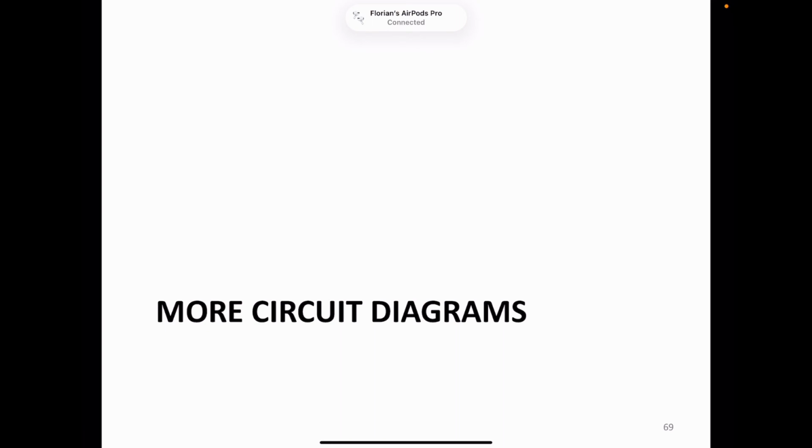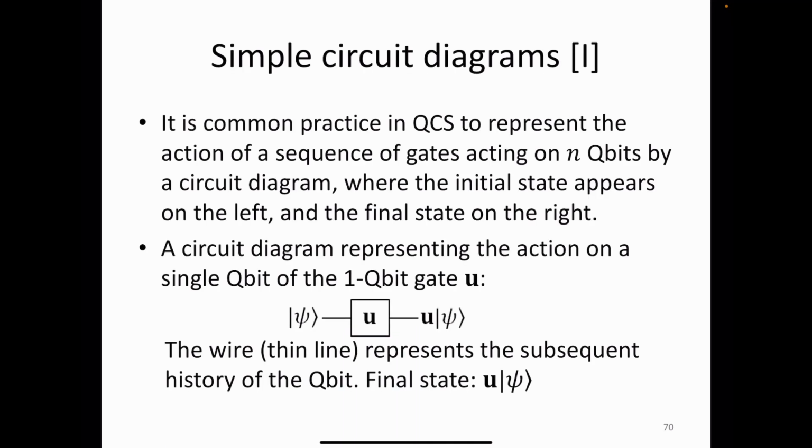In today's lecture, we will look a little more at circuit diagrams, the diagrams that we briefly discussed in the previous lecture and also in this lecture. It's just another way of representing quantum algorithms. It's very common practice in quantum computer science to represent the action of a sequence of gates acting on n qubits by a circuit diagram, where the initial state appears on the left and the final state on the right. You will also see for a couple of APIs available, such as Qiskit from IBM, that's a very good example.